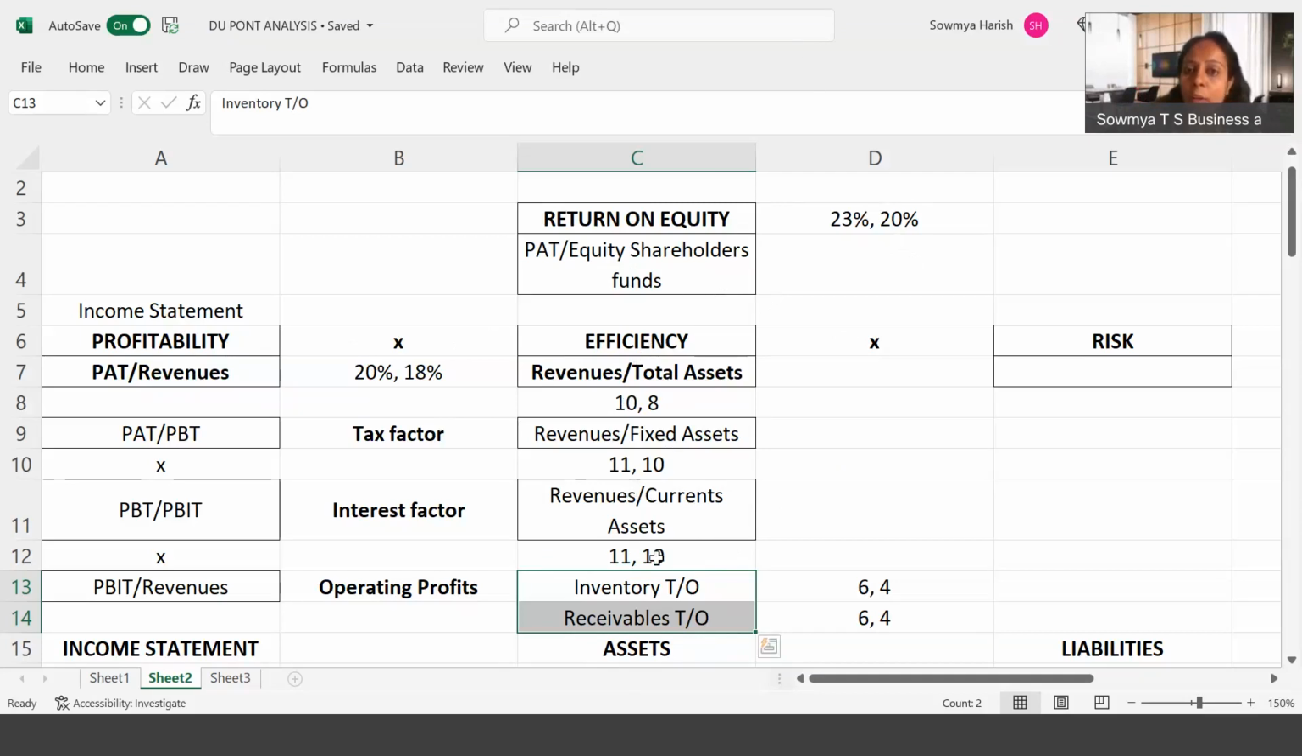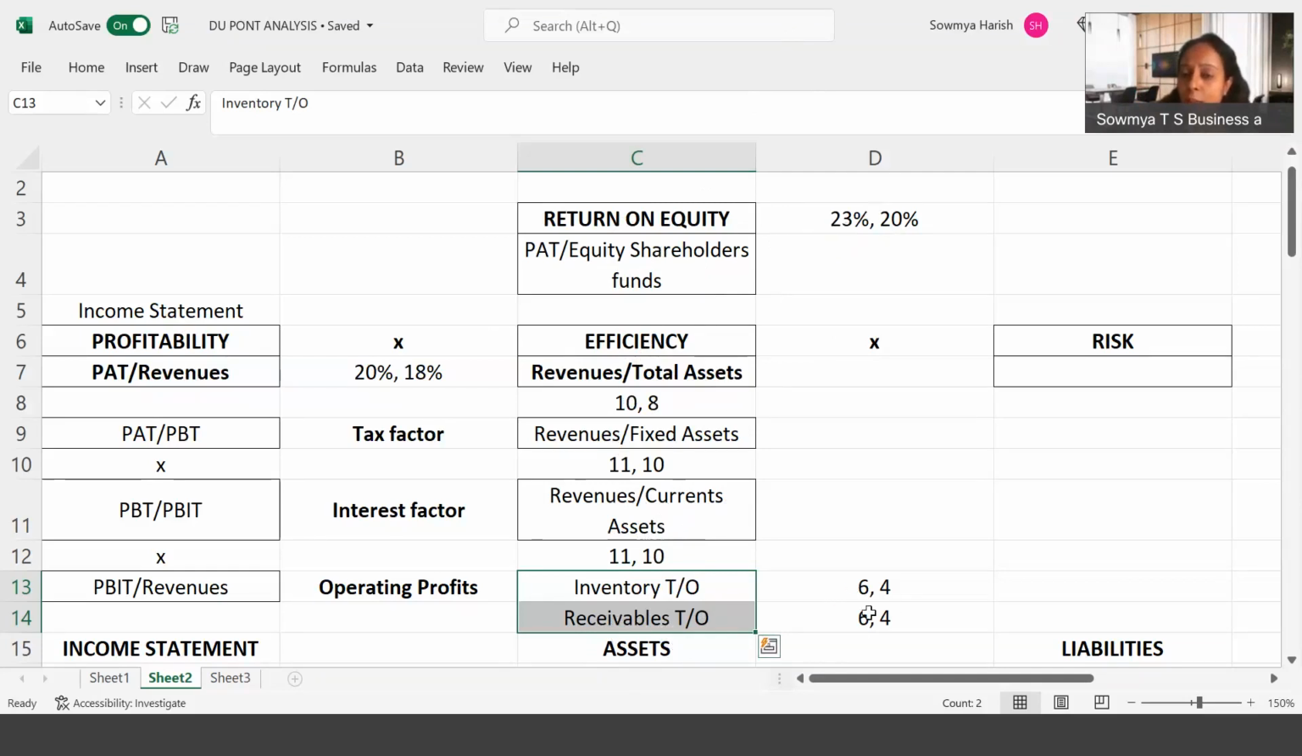So here we have tried to decompose the efficiency which can contribute to the return on equity. The exact reason whether current assets have contributed. In current assets, what is it that has contributed to the decline in return on equity? Is it because of inventory or is it because of receivables?